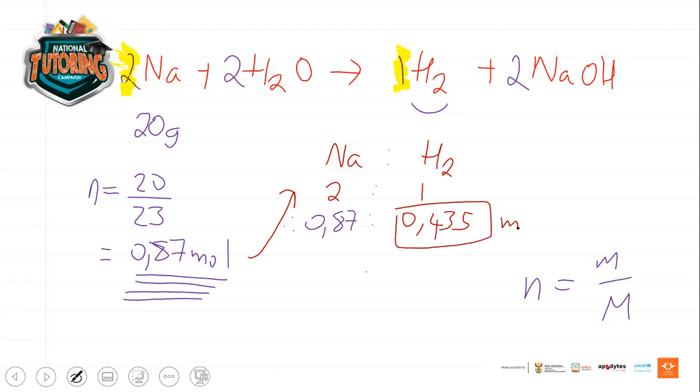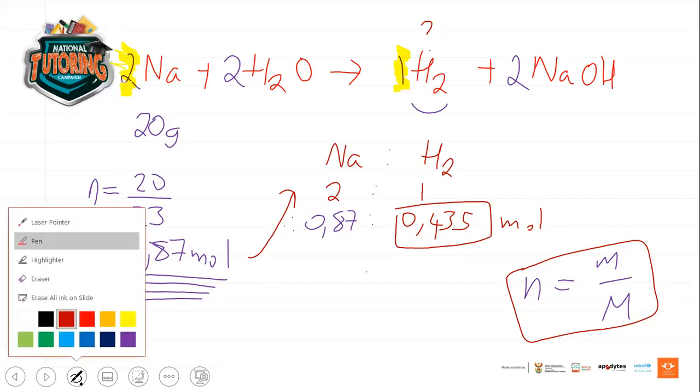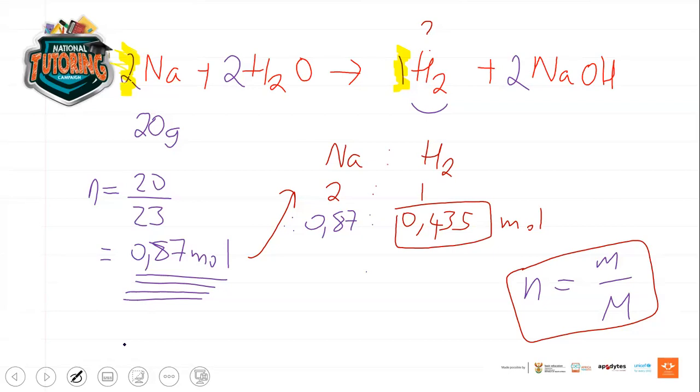Remember, that's the number of moles. I had to work it out, but I can't use the normal equation because I don't know the mass of hydrogen. That's what I'm trying to work out. So I can't use the normal equation that we've been using to work out the number of moles. That's why I have to use this mole ratio concept. We're nearly out of time, so I'm going to finish this one. That's the mole ratio concept.